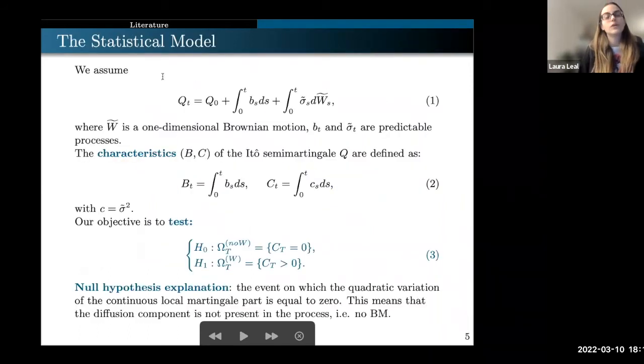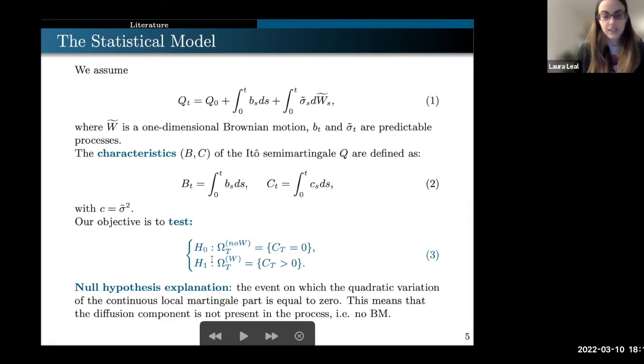So we have our statistical model in which we assume that the inventory is gonna evolve according to a drift term plus a diffusion term. And we wanna test whether this diffusion term should be here or not. So we define the characteristics of this semi-martingale in these two ways, but we're mostly interested in this C_T term, which is related to the diffusion.